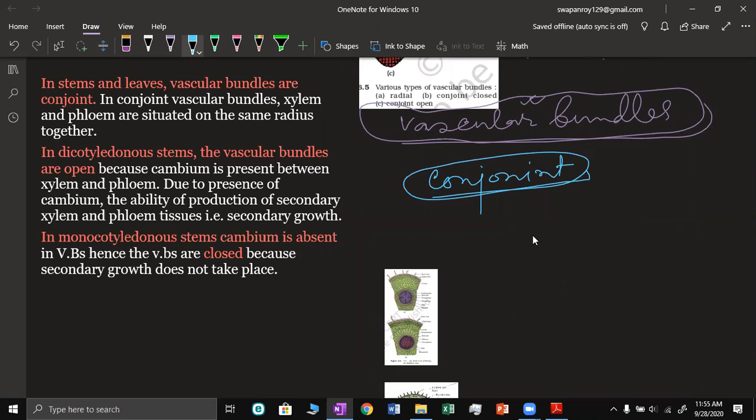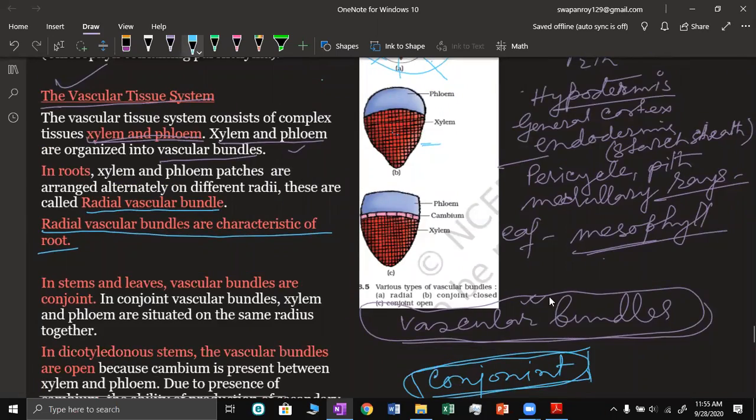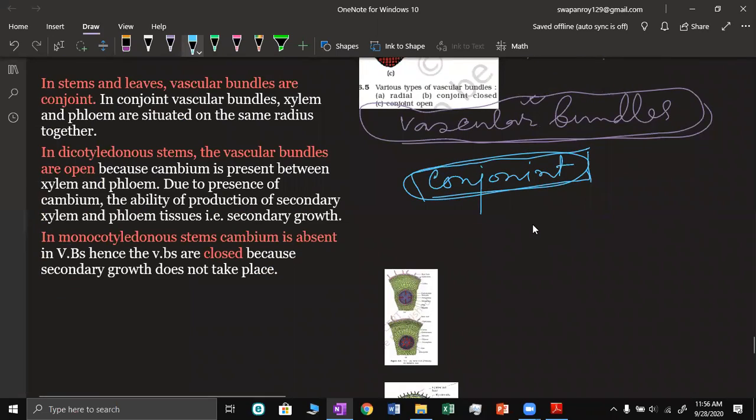and again, within the conjoined vascular bundle, they are collateral or bicollateral. One is called open and another is closed.